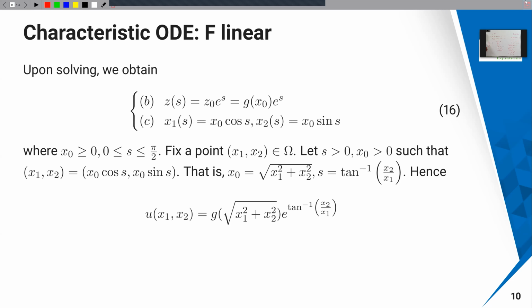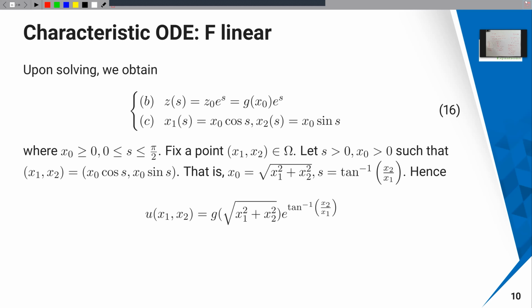If you solve this problem using the system of ODE technique, you get x equal to x naught cos s and y equal to y naught sin s. Here I choose x naught greater than or equal to 0, which is from the problem over there.